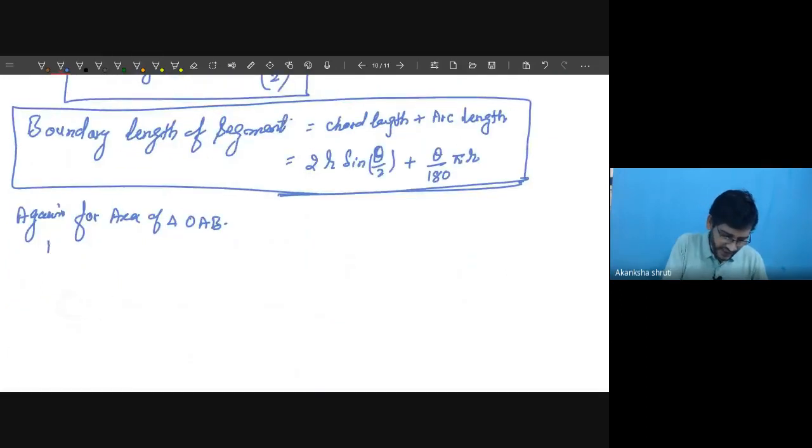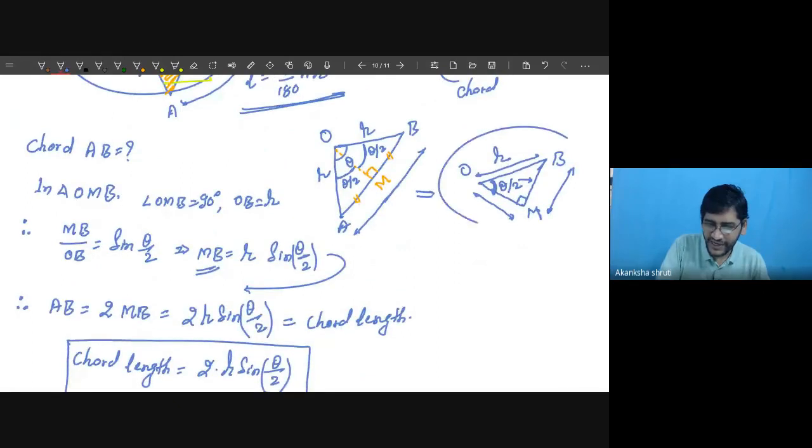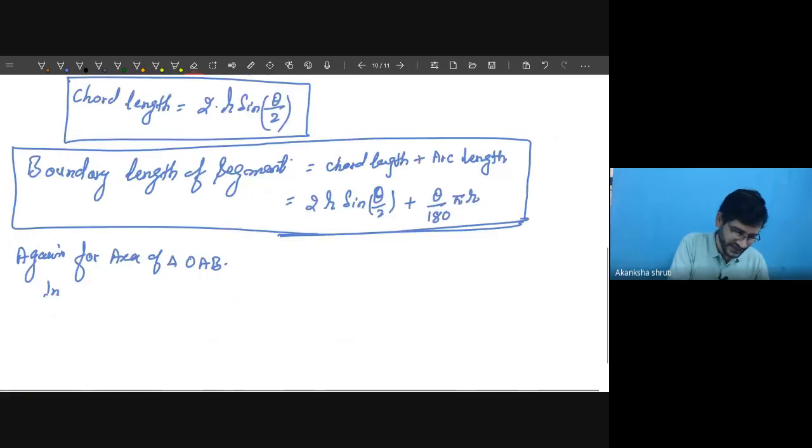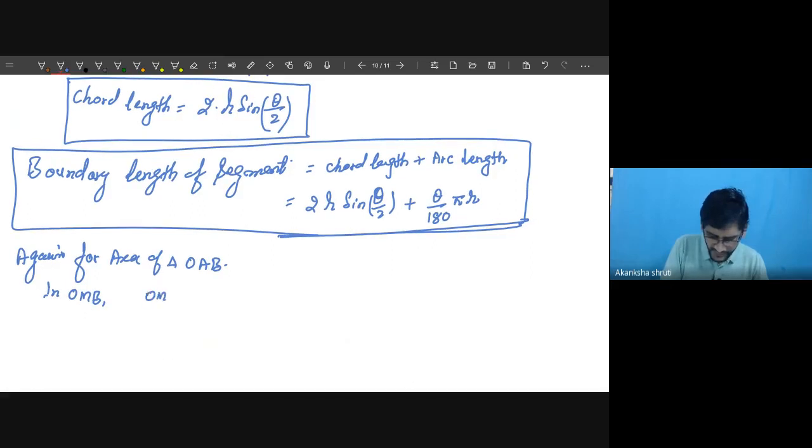So first go in the triangle. This is a smaller triangle, student. On the right hand side we have taken the smaller triangle. Let us go in this smaller triangle. In this triangle, OM by OB, since it is a right angle triangle, triangle OMB, OM by OB. Student, which ratio will it be?